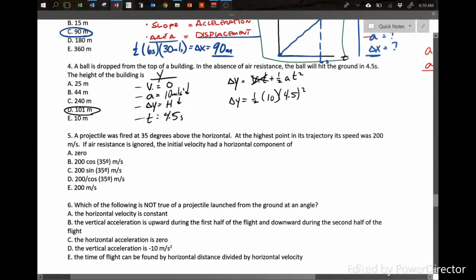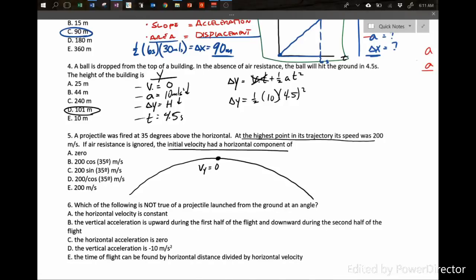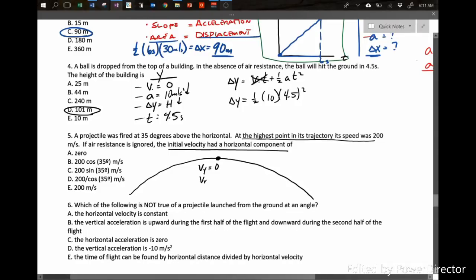Number 5 is a really, really good question. So it's asking about the initial horizontal component of velocity, and it's telling me what's going on at the highest point in the trajectory. If we draw a long arcing trajectory like that, we know some stuff about the very top. Namely, we know that the y velocity has to be 0 at the very top, because at the very top the object is turning around. So the y velocity at the top is 0, and it tells us that the x velocity at the top is 200 meters per second.